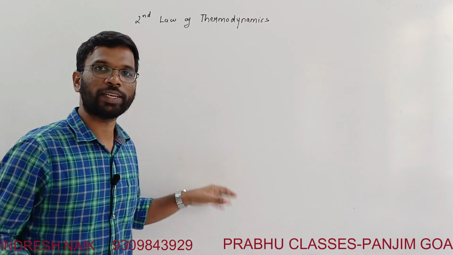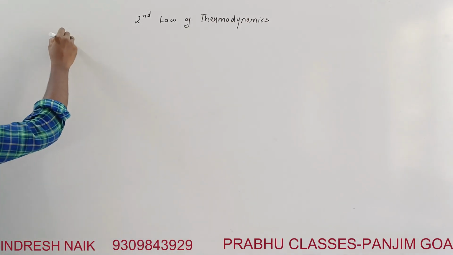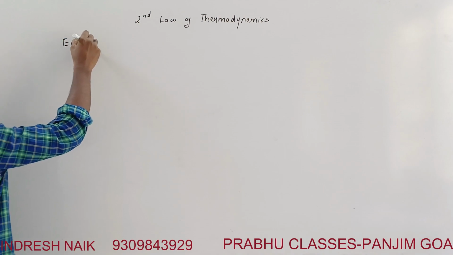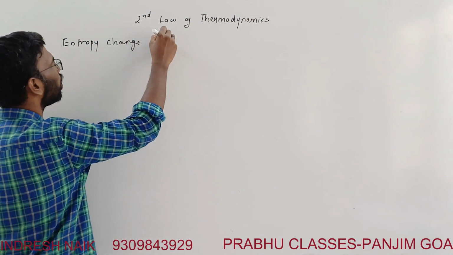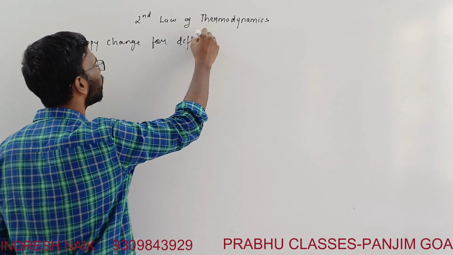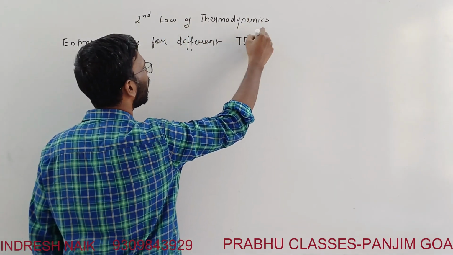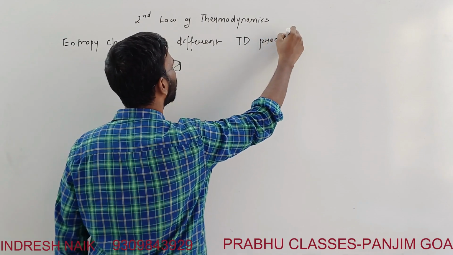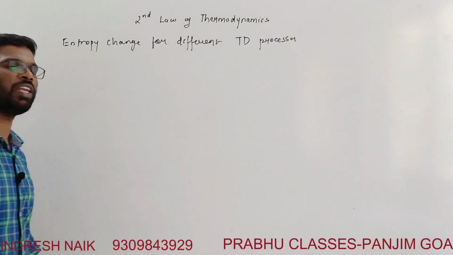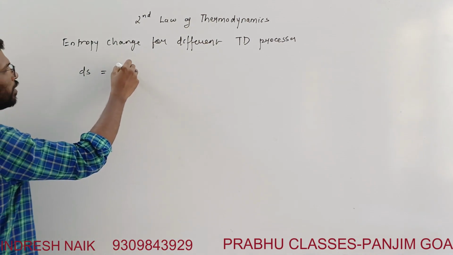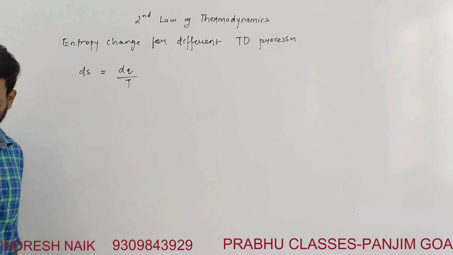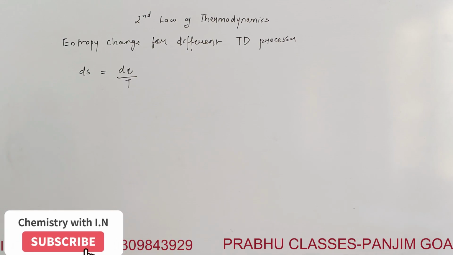So let us understand entropy change for different processes. Mathematically, we'll understand this entropy change for different thermodynamic processes. Quickly we'll do this. We'll write this small change in entropy as dS = dq/T. We'll write it this way.